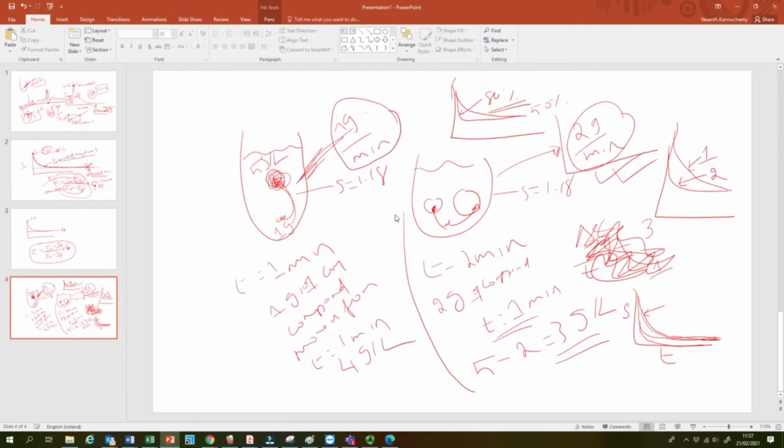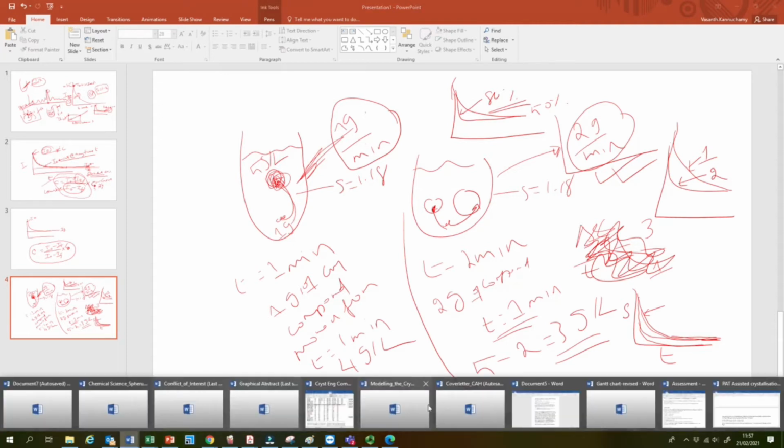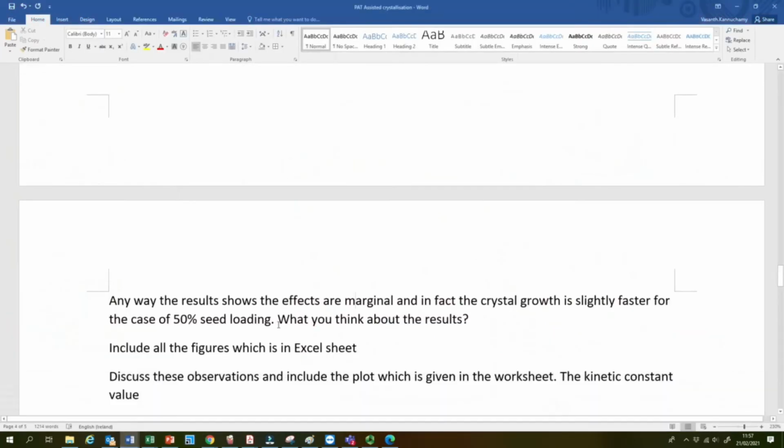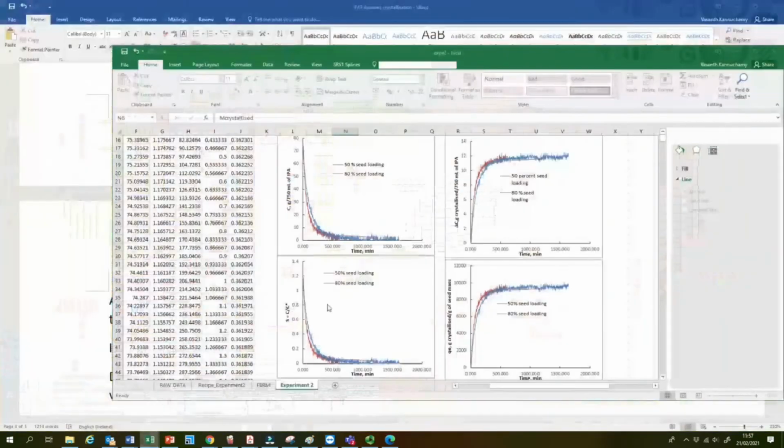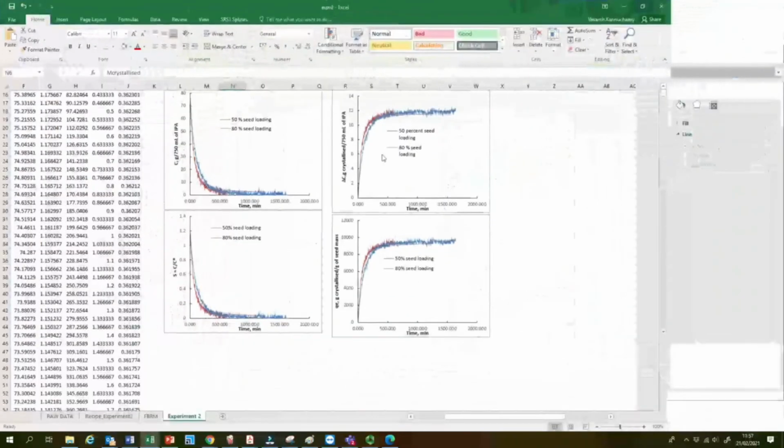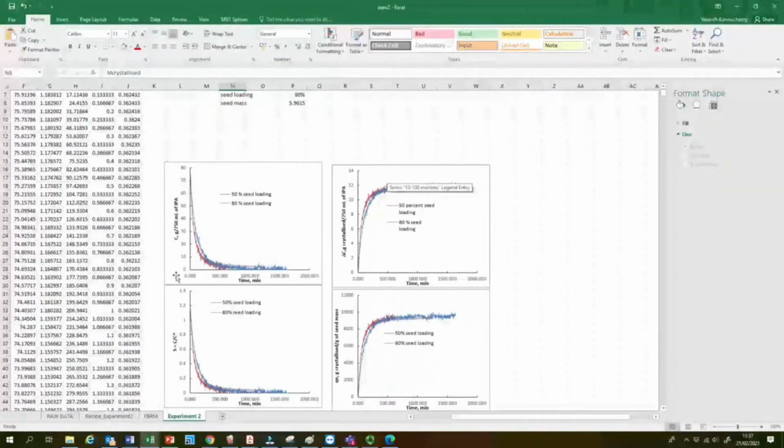But I already did the calculations for you, and I found the results are a bit different. So it deviates from the expected results. I think I mentioned everything that I want to say. So let's go back to the assignment topic. I can even show the results. I already did it for you. So this is the experiment we did, and I already calculated something like here.